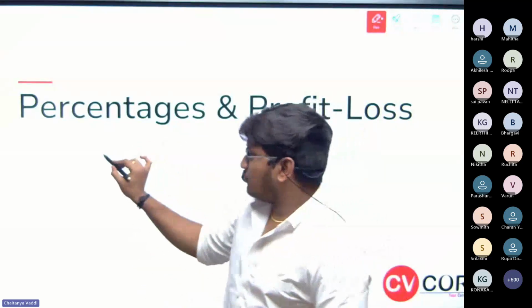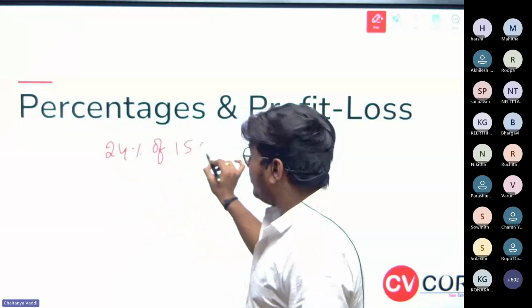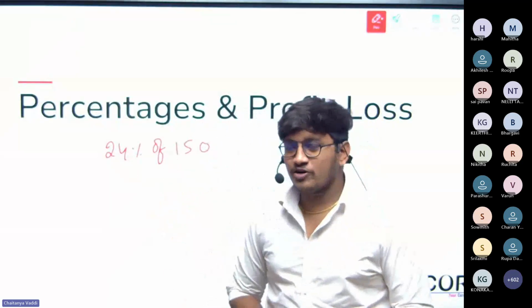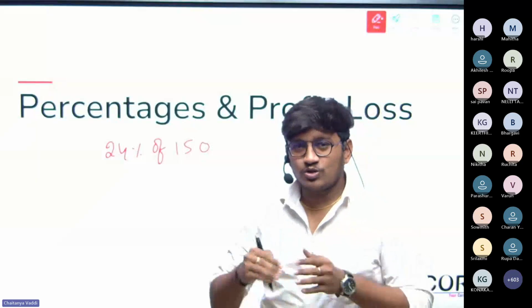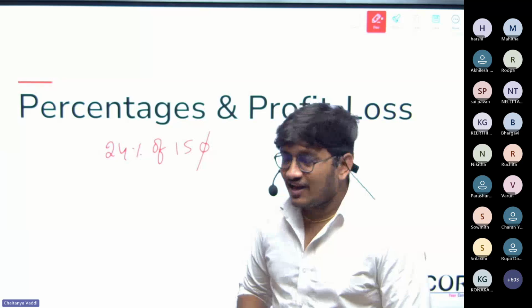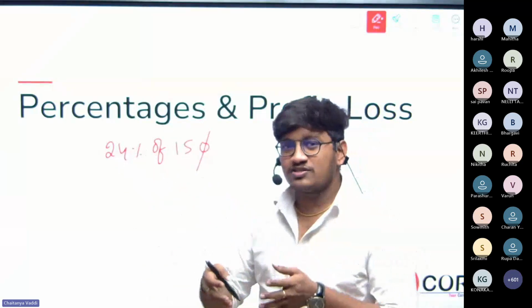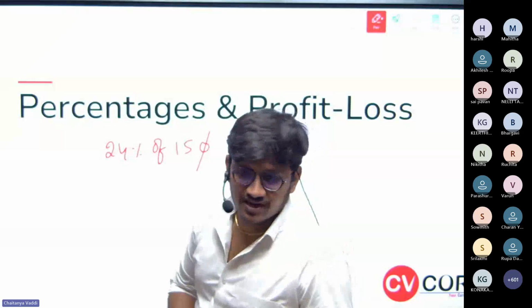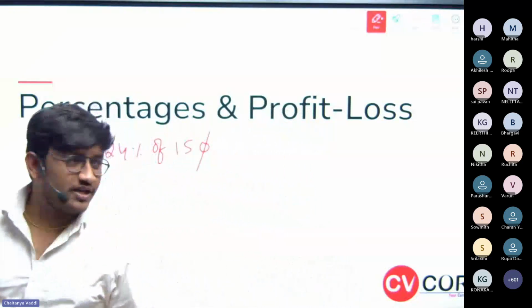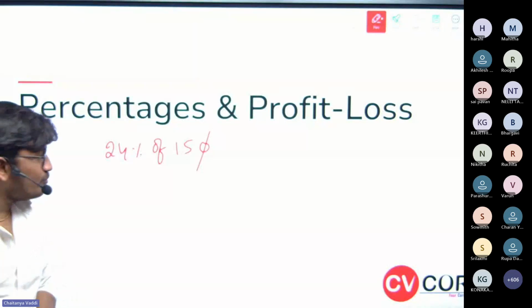Okay, I'll ask you one question. Let's say 24 percentage of 150. Okay, what is 24 percentage of 150? Now students might be using the same trick. So here one zero got eliminated and they will start multiplying 24 into 15. If you do this multiplication, it will take some time, correct? So there is no need to actually multiply these two numbers. I will tell you one more better way.